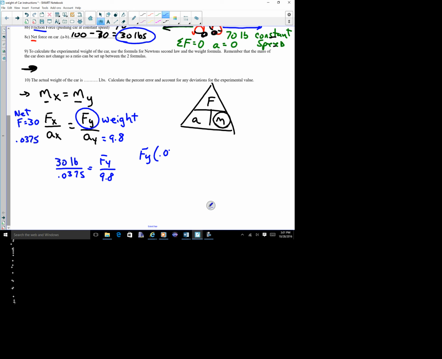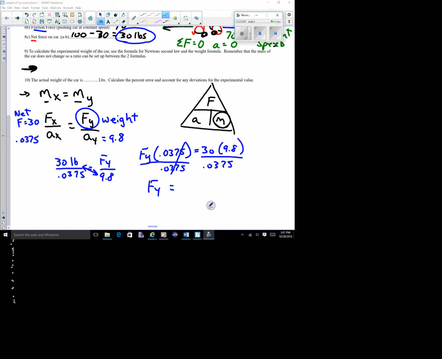If you cross multiply, that means that the force in the y direction times 0.0375 equals these two multiplied together, which is 30 times 9.8. You then divide both sides by 0.0375. The 0.0375s will cancel out, and you're left with the weight of the car. And so that ends up being 7,840 pounds. I don't know why I was putting newtons there. Sorry about that. It's pounds.